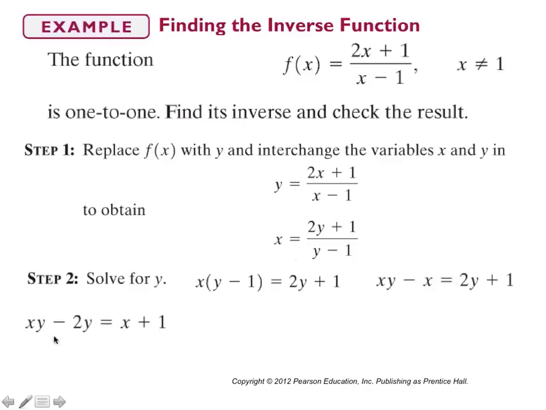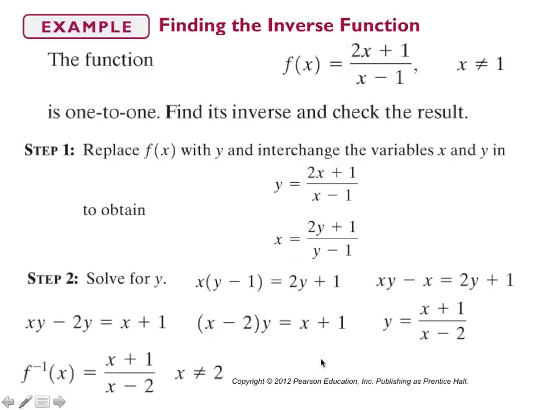So we're getting everything that has a y on the left-hand side and everything else on the right-hand side. So we have xy minus 2y equals x plus 1. And then we factor out a y and then we divide. So we get y equals x plus 1 over x minus 2. And we like to write this instead of y equals, we write it as f inverse of x equals x plus 1 over x minus 2. And we know that x cannot equal 2 because this would make our denominator 0. So this would be our inverse right here.